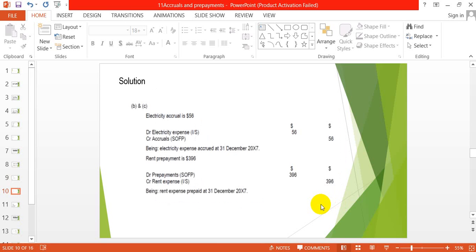So our entries will be to debit electricity expense for the accrual 56, credit the accrual in the statement of financial position of 56. Then for the rentals, which was a prepayment, is to debit the prepayment in the statement of financial position of 396 and credit the rental expense in the income statement of 396, being a prepaid expense as at 31st December 20x7.